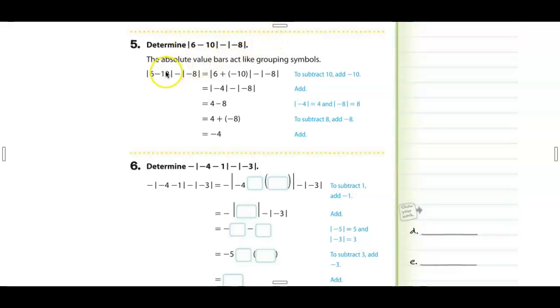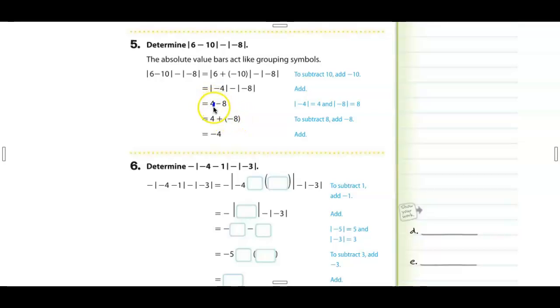All right, so if we have 6 minus 10, what's the absolute value of that? So that's the same thing as 6 plus negative 10, which is negative 4. Okay? So that's why they wrote a positive 4 here, because the absolute value of negative 4 is positive 4. Then we have minus the absolute value of negative 8. So the absolute value of negative 8 is 8. So now that brings us to this equation, 4 plus negative 8.